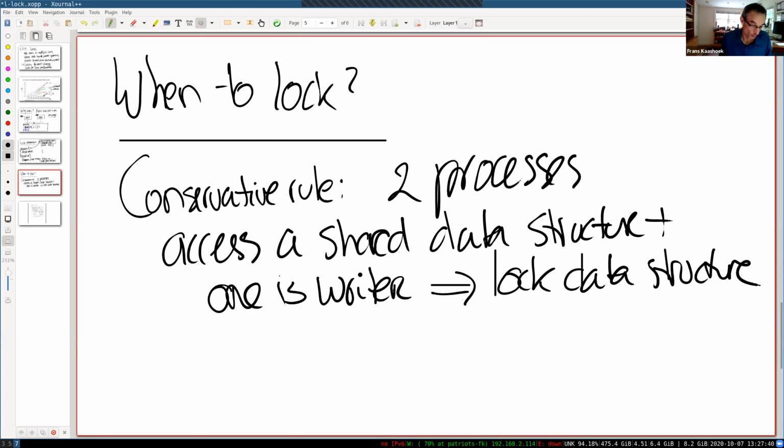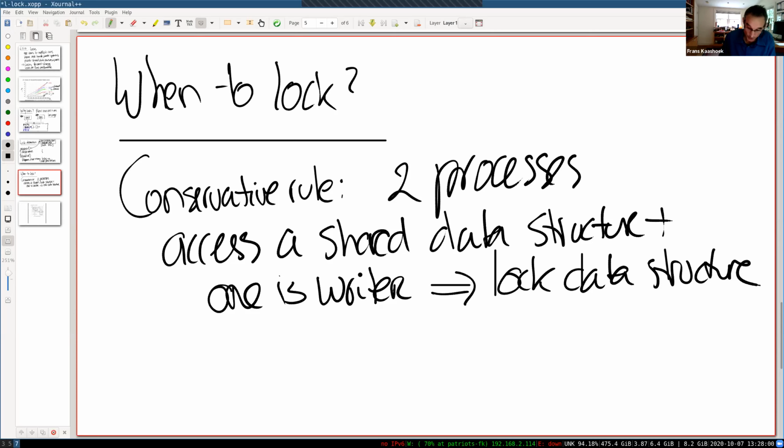And so this is a conservative rule, sort of like a red flag. When you're programming and you have a data structure that is accessed by multiple processes and one can be a writer, at that point you should be thinking, okay, there's a possibility of a race condition. We want to avoid this race condition. I'll just stick in a lock. I will use a lock to guarantee that this race condition can't happen.